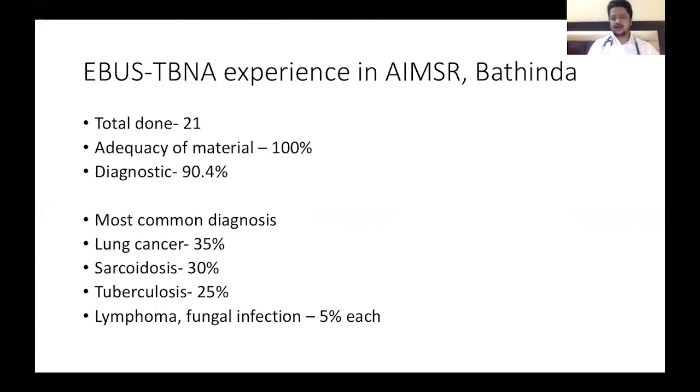So here in Adesh Bathinda, we did 21 EBUS in the last 3-4 months. Adequacy of material was 100% and diagnostic efficacy was 90%. The most common diagnosis was, surprisingly, lung cancer in 35%, sarcoidosis in 30%, tuberculosis in 25%, lymphoma and fungal infection 5%. So EBUS TBNA is the modality of choice if you have a mediastinal node or mass, or a mass surrounding the bronchus or central airways that can be sampled with EBUS TBNA, and if we don't find anything endobronchial.